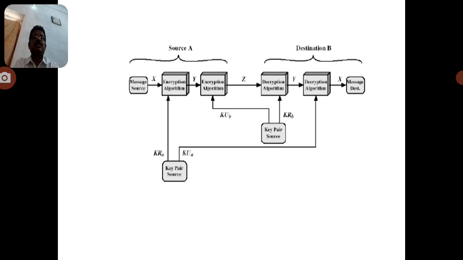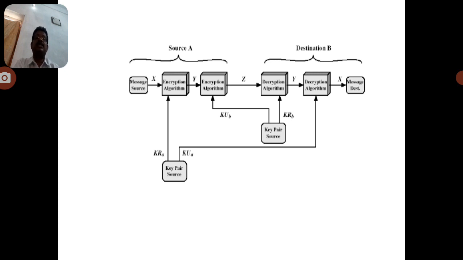Coming to the public key crypto system, two keys are generated. That is the concept of public key cryptography. Each end user can generate a pair of keys, the public key and the private key. They can distribute their public keys and keep their private keys inside. The secrecy is in the private key, not in the public key, because the public key is available in the network.